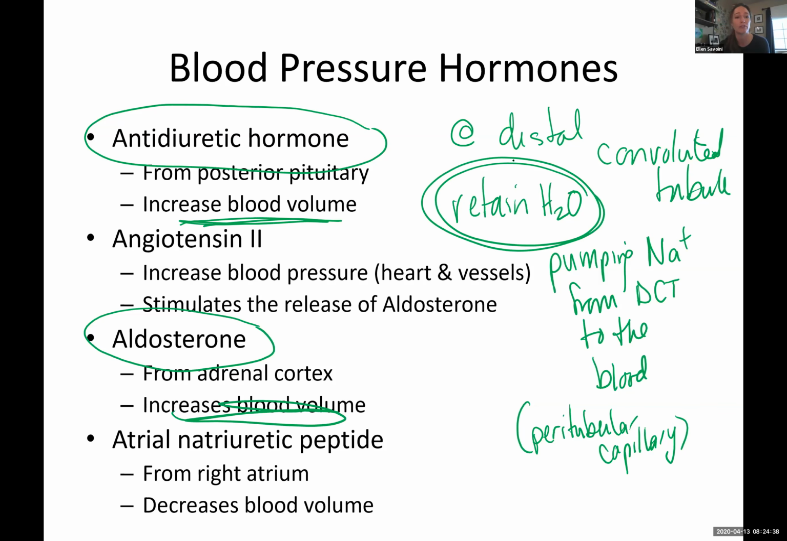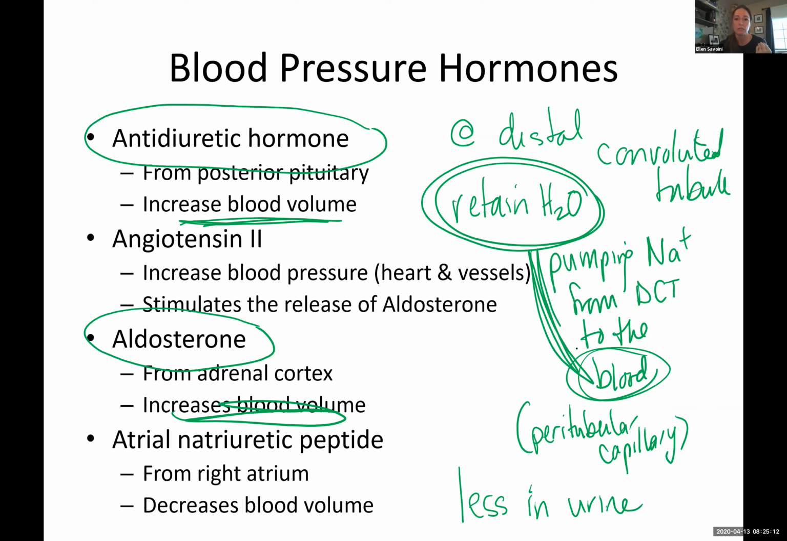I jokingly referred to antidiuretic hormone in unit one, when we talked about the endocrine system, as the don't pee hormone. You're just retaining more water, so there's less in the urine. Put this here: less in urine because we retain the water in the blood. So connect these two. More water is in the blood, less is in the urine. That is how both antidiuretic hormone and aldosterone work. As I mentioned, they do it for different reasons.